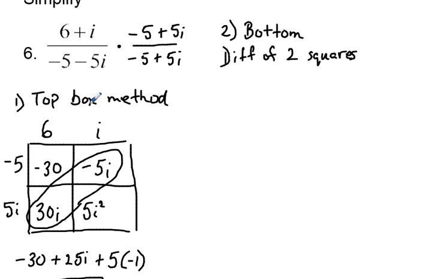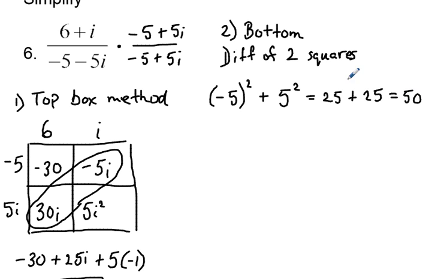Remember that if we do the box method, the i's are going to drop out, they're going to become 0. So in order to do the difference of two squares, we take the real part, negative 5, and we square it. I have to put that in parentheses, negative 5 squared. Remember, whenever we square a negative number, we have to put parentheses around it. Plus the imaginary part, which is 5, and I square that. So negative 5 squared plus 5 squared is 25 plus 25, which is 50.